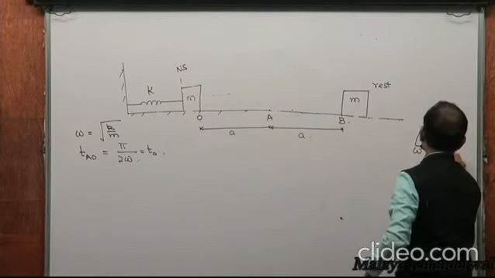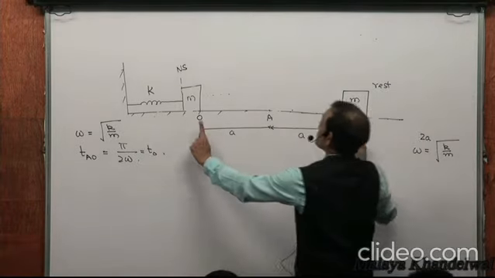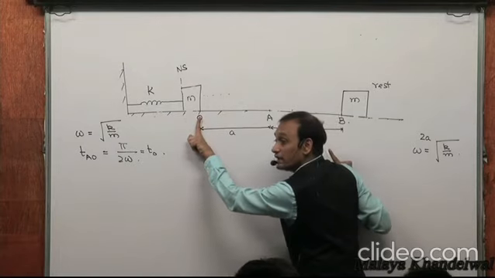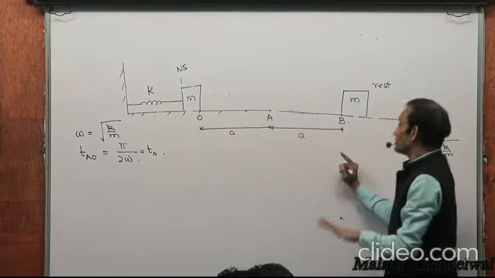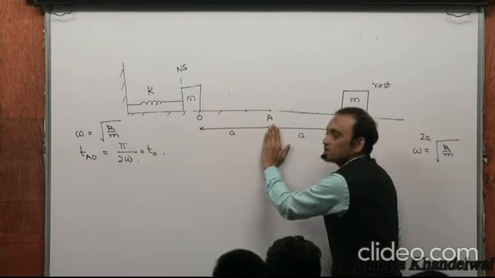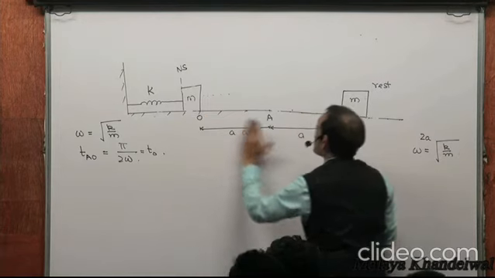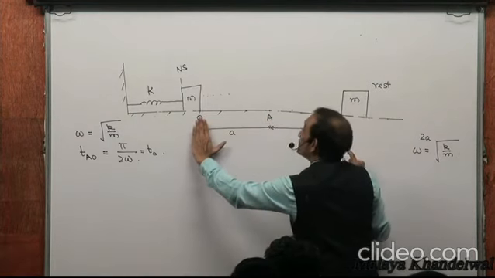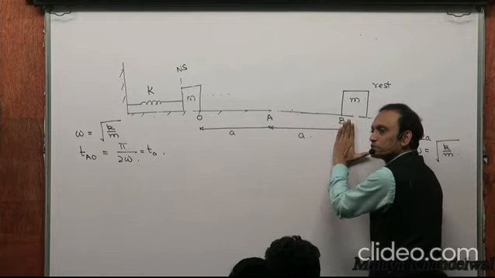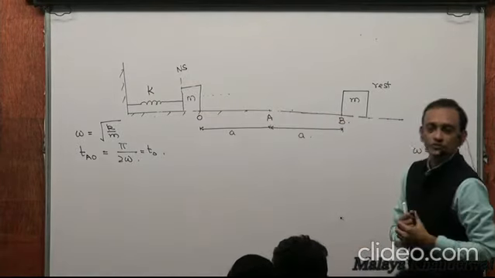Now, A is halfway between the two extreme states. This is the left end and this is the right end. No, I'm so sorry. This B to A, this is not the equilibrium position. A is not the equilibrium position. This is the equilibrium position. A is halfway between the equilibrium position and the amplitude position.